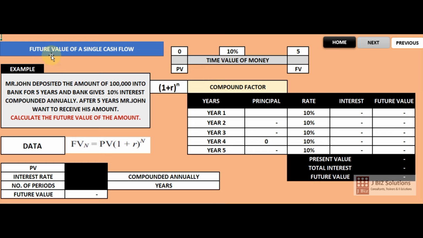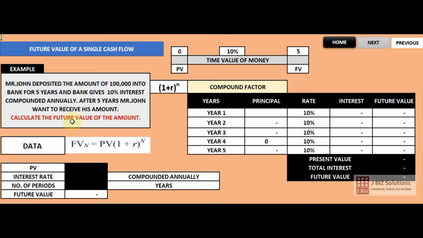This is an example related to the future value of a single cash flow and the time value of money. When any amount is deposited somewhere at time zero, meaning today, and a person receives it after year 1, year 2, 3, or even year 5, this is called the future value. The example: Mr. John deposited 100,000 into a bank for 5 years and the bank gives 10% interest compounded annually. After 5 years, Mr. John wants to receive his amount. Calculate the future value of the amount.